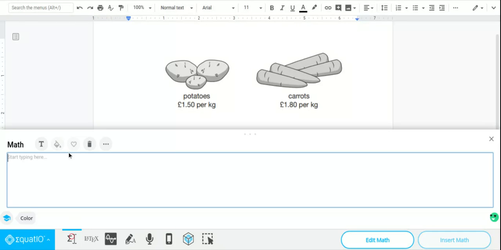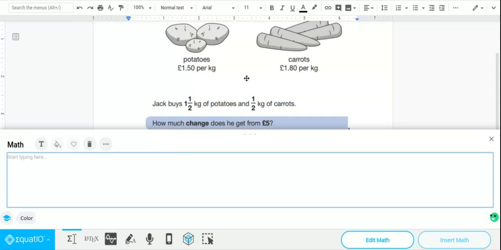So let's begin. First things first, let me bring this down a bit slightly. Right, so Jack buys 1.5 kg of potatoes. So we need 1.5 of £1.50. What we need to do is, I'm going to show you a method. 1.5 is basically one of these and 1/2 of this as well. So 1 whole and 1/2 of that.